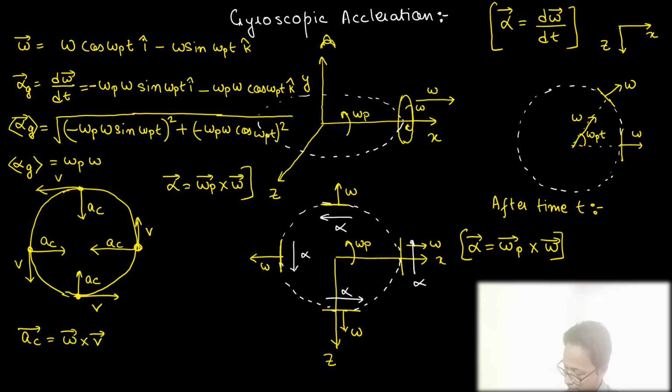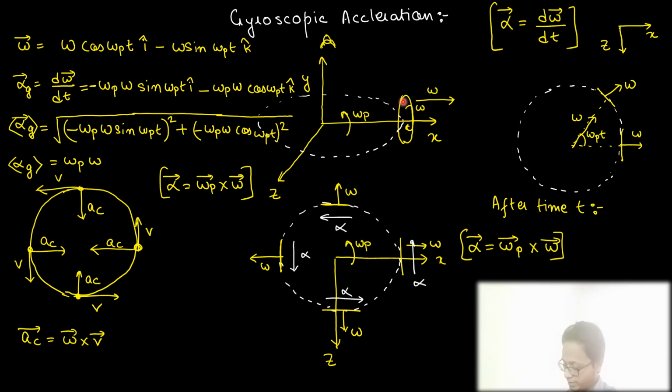This is the entire thing I want you to prove, or understand, about gyroscopic acceleration. There is an acceleration which causes a change in direction of the angular velocity vector, and that acceleration is given by omega p cross omega. Similarly, there is an acceleration that causes a change in direction of the velocity vector, and that acceleration is given by omega cross v, or v square by r, or omega square r. The acceleration that causes the change in direction of the angular velocity vector is known as gyroscopic acceleration.